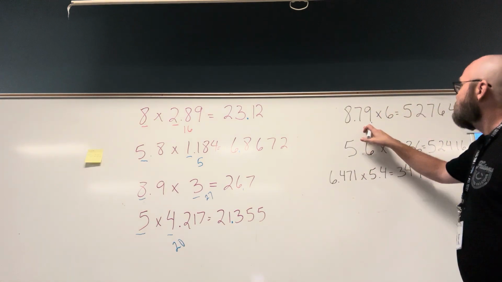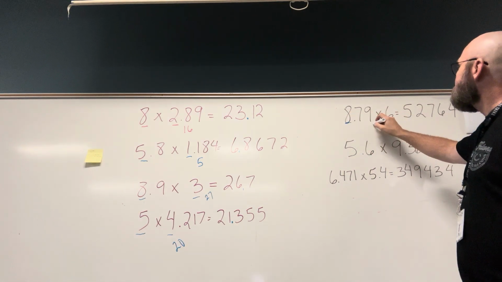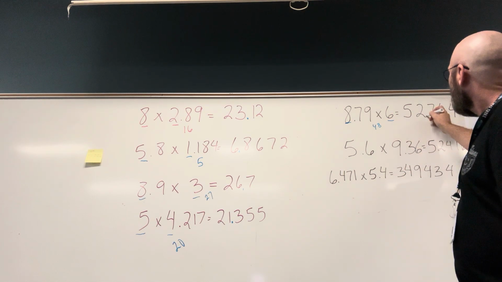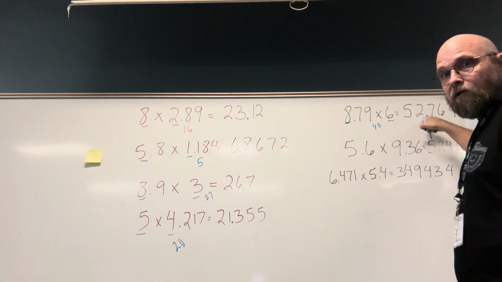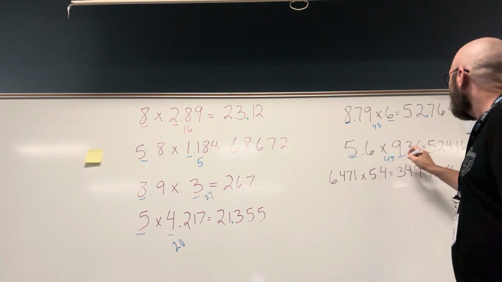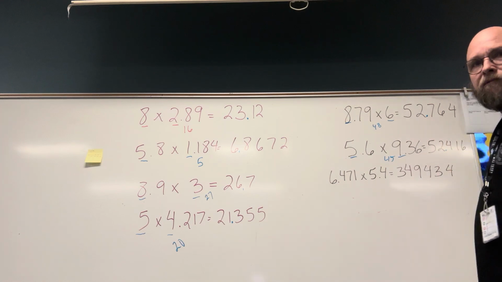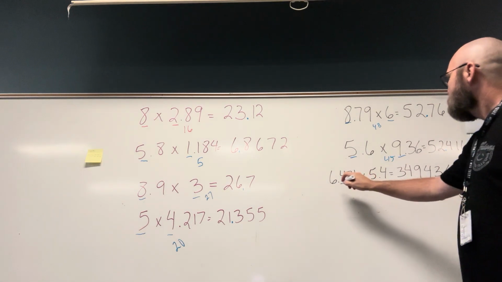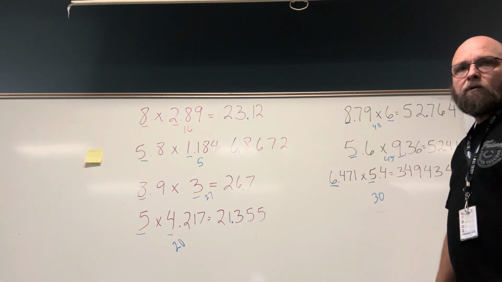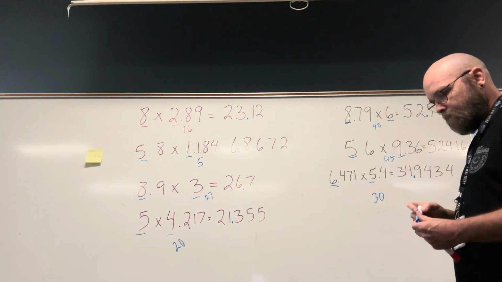I have 8 79/100 times 6. 8 times 6 is 48. My whole number needs to be near 48. The only way I can do it is 52. I have 5 times 9 is 45. If I want to make my whole number near 45, I've got to make this 52. 6 times 5 is 30. If I want to make my whole number close to 30, it has to go here.